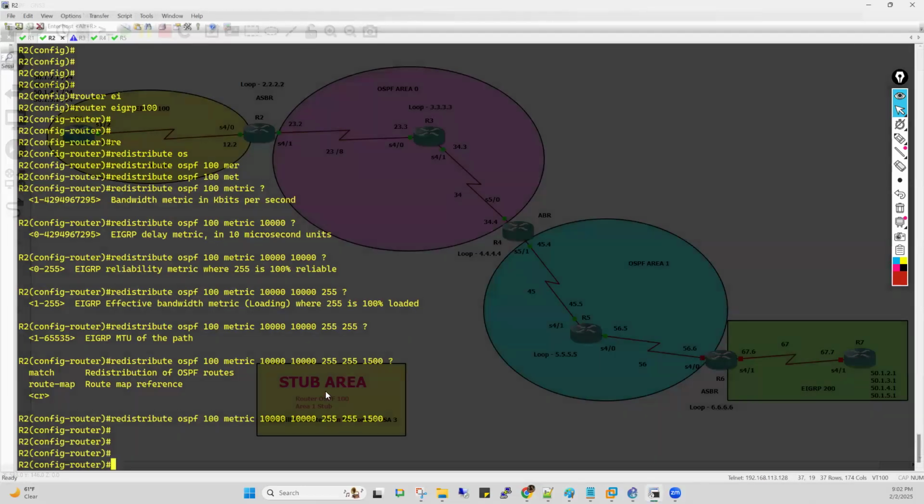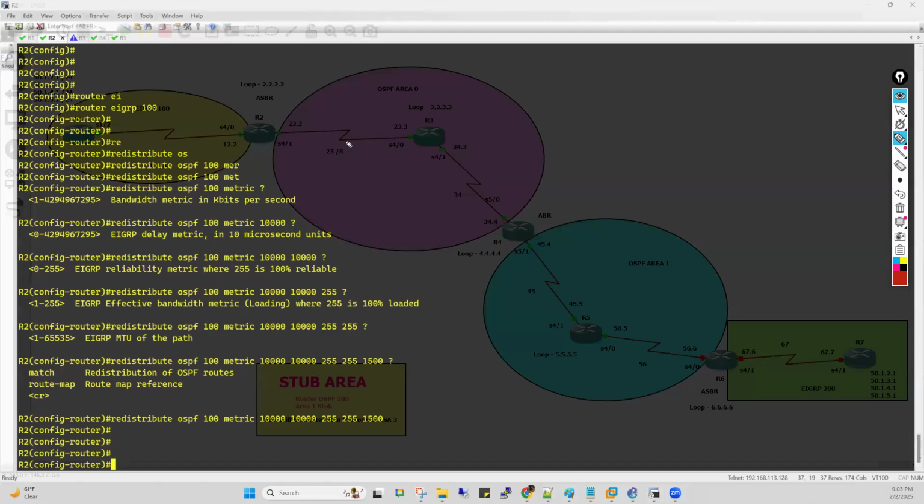Okay, guys. So I hope you guys understand. We redistributed OSPF information into EIGRP with the help of this command. Bishwash, Nandan, do you guys understand? Sir, can you explain this one once again? EIGRP to OSPF, okay, but this one, OSPF to EIGRP.